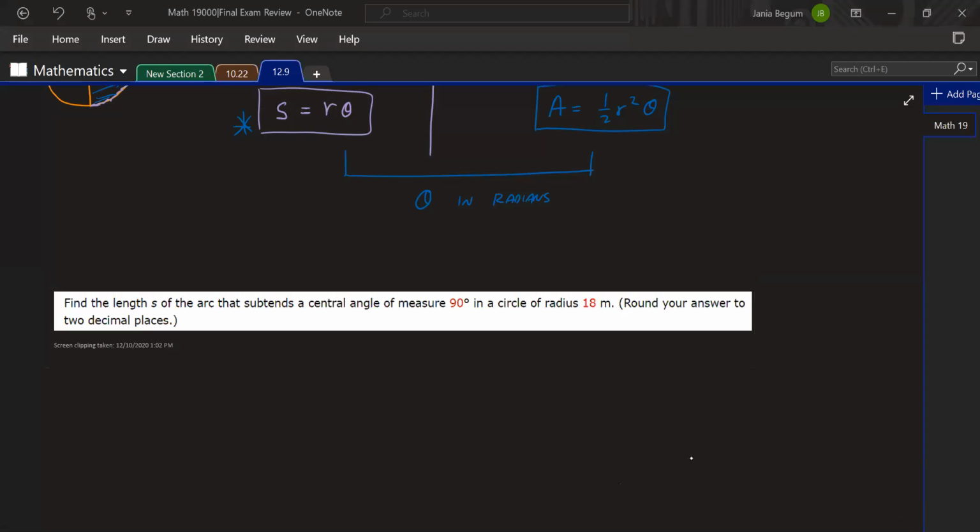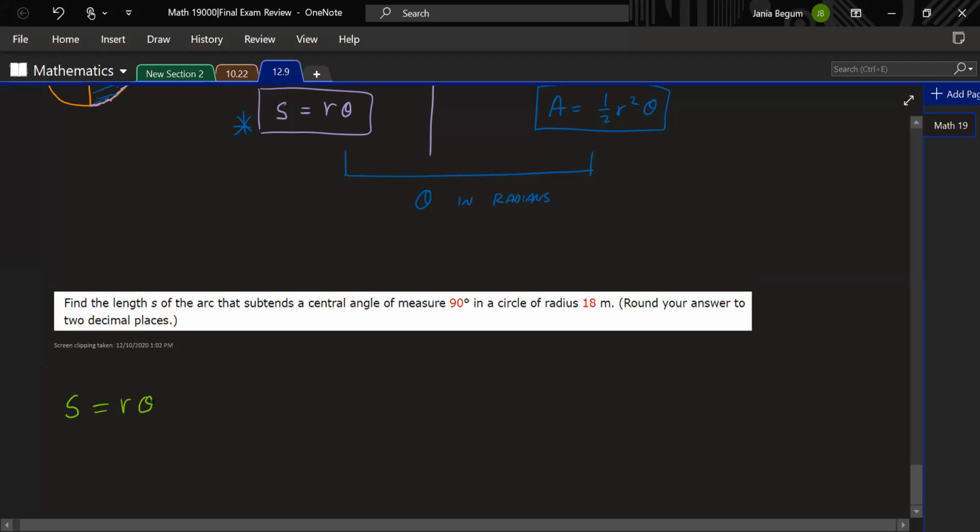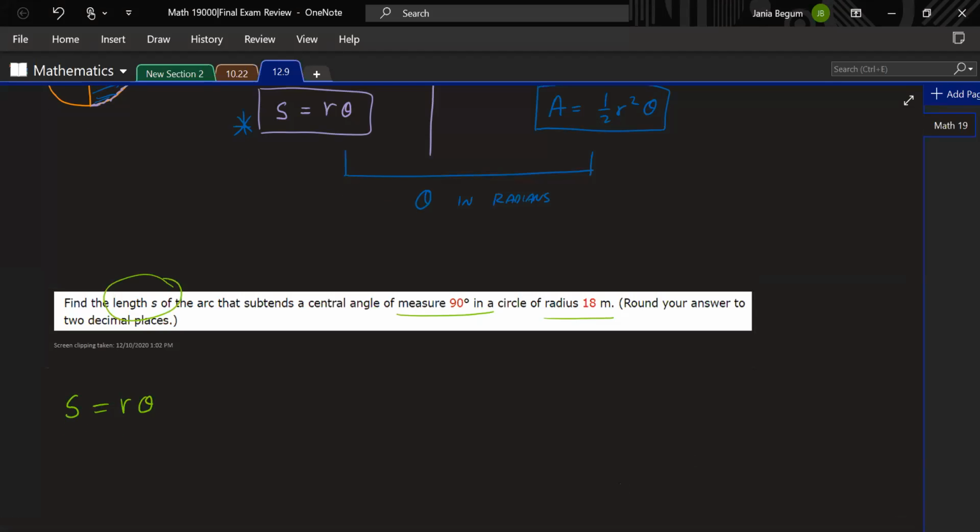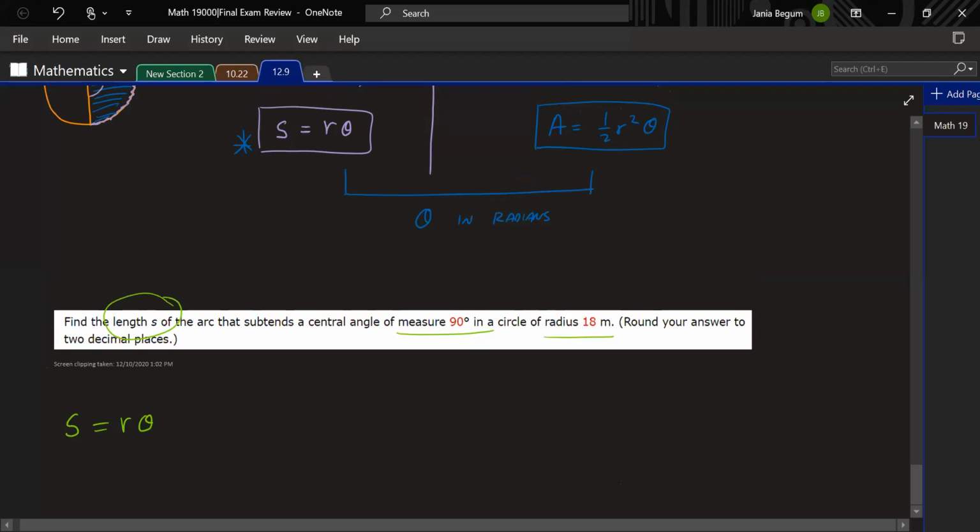We're going to use S is equal to R theta, because it says find S based on what is given. Pretty much it's telling you which formula to use, either the arc length or the area of a sector. So S is equal to R theta, and we have to make sure theta is in radians. In this case, theta is not in radians, it's in degrees. So we must convert this theta.